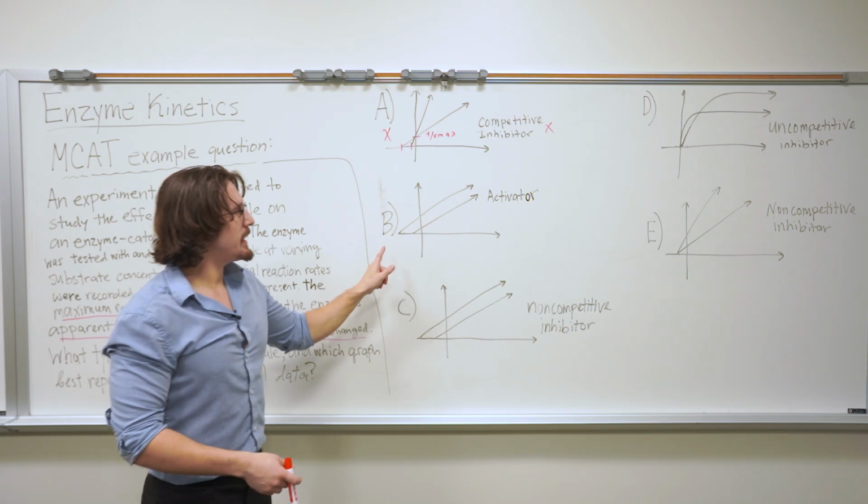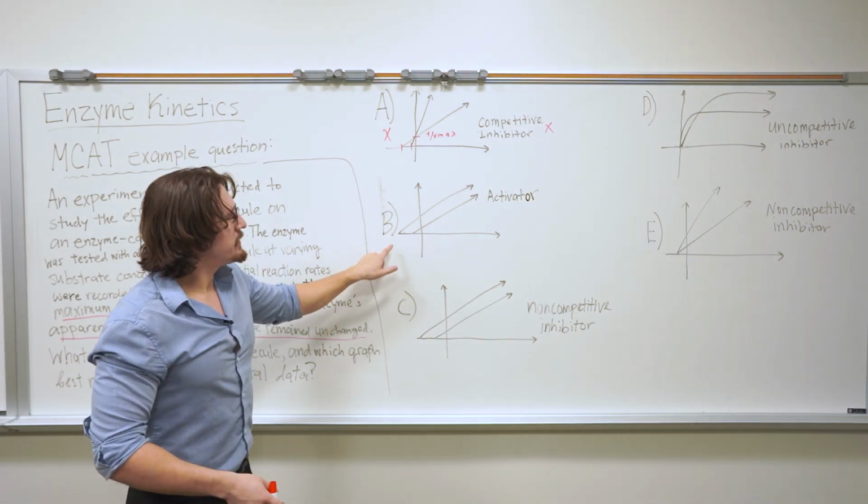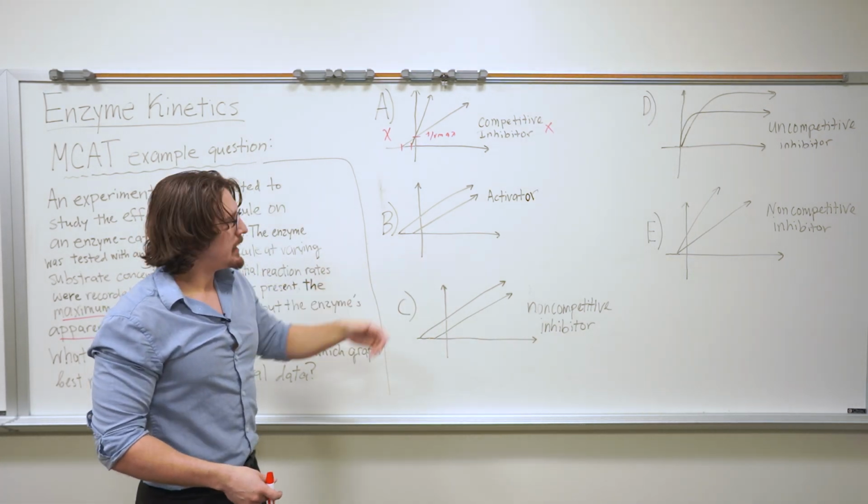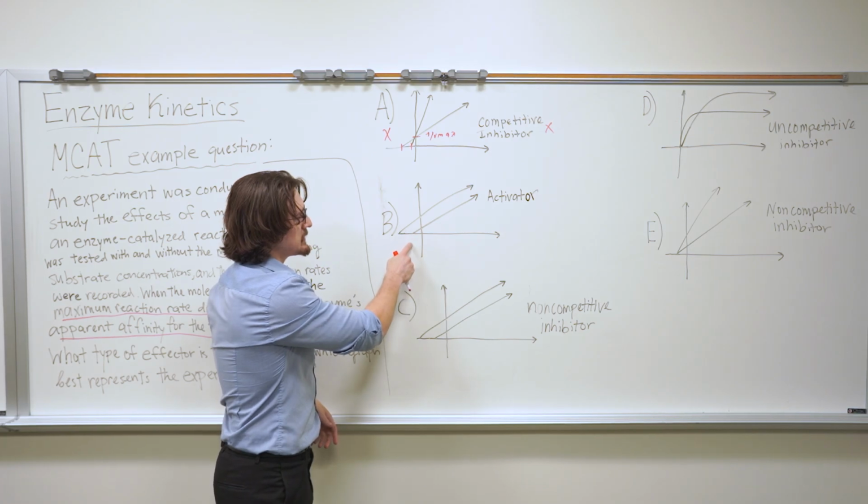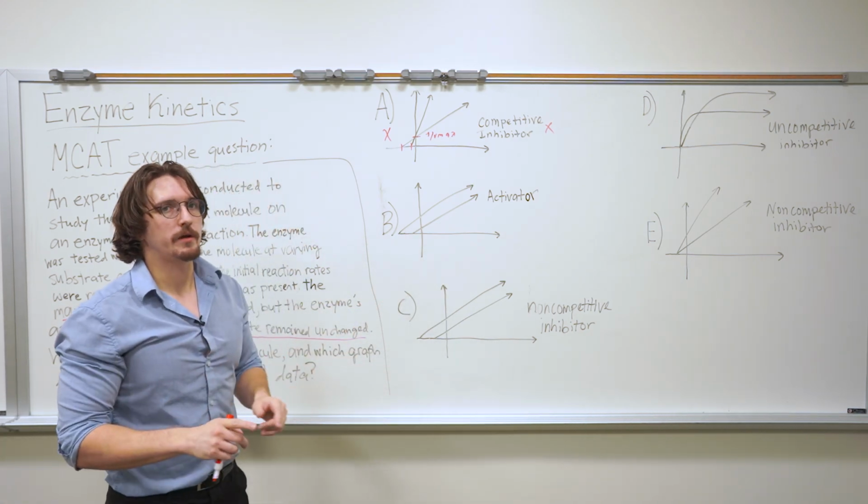Okay, so then we have B. And B, we have another Lineweaver-Burk plot. And you guys might recognize that this is the plot typical of an uncompetitive inhibitor, right?